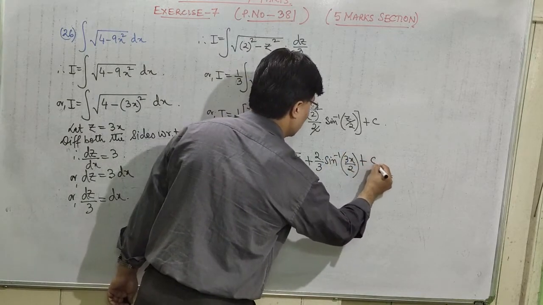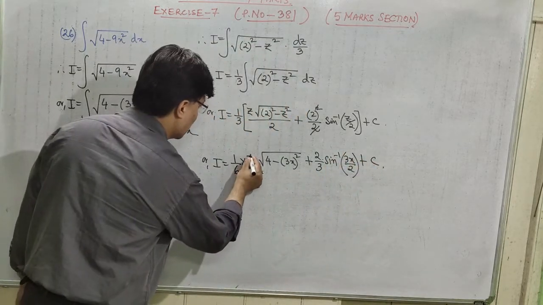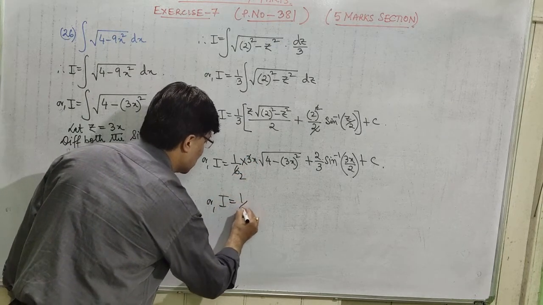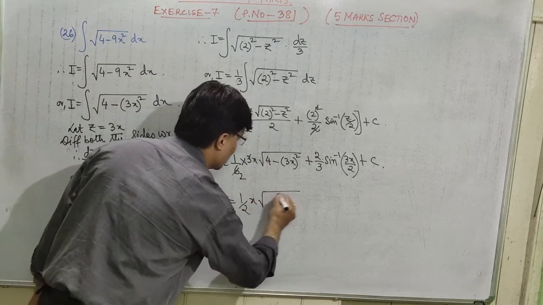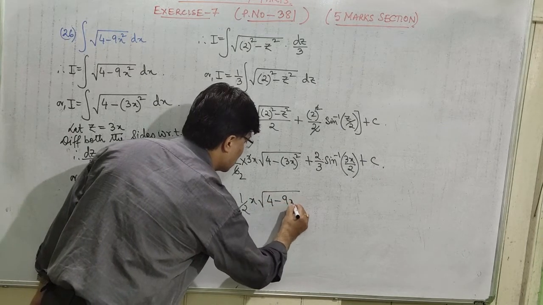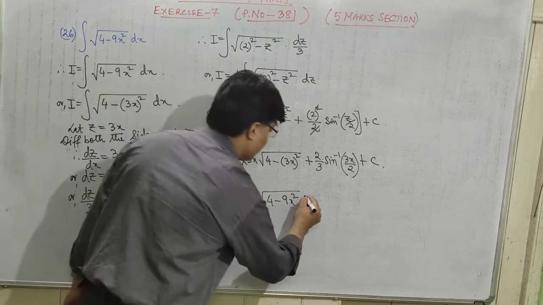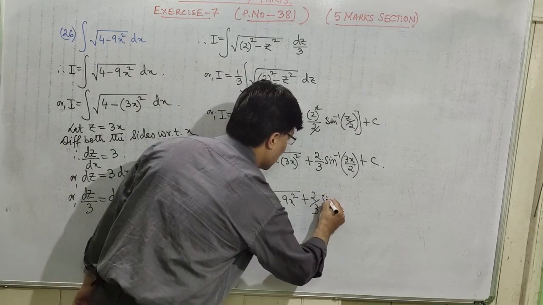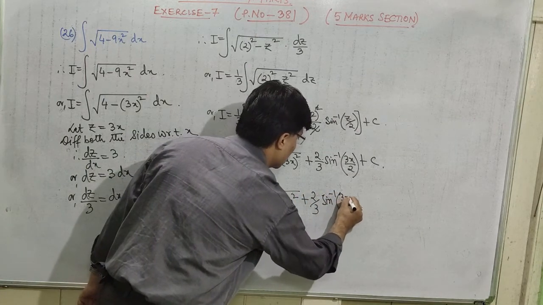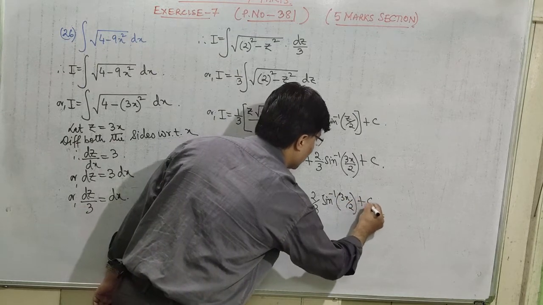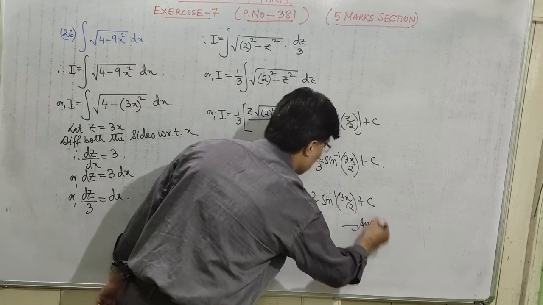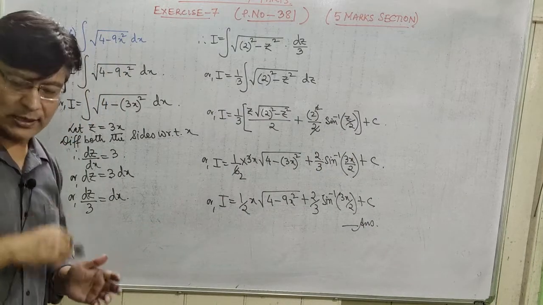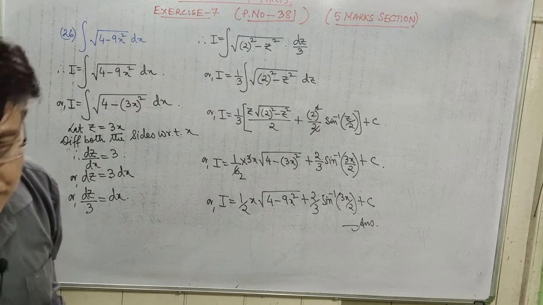Then what do we write? Plus c. So here 3 1s are 3, 3 2s are 6. Or I is equal to this is half x root over 4 minus this is your 9x square plus this is your 2/3. Then it is sine inverse within bracket 3x by 2 plus c. So this is the final answer. So I think you have understood it. So you can copy it. Now we'll do the next question.